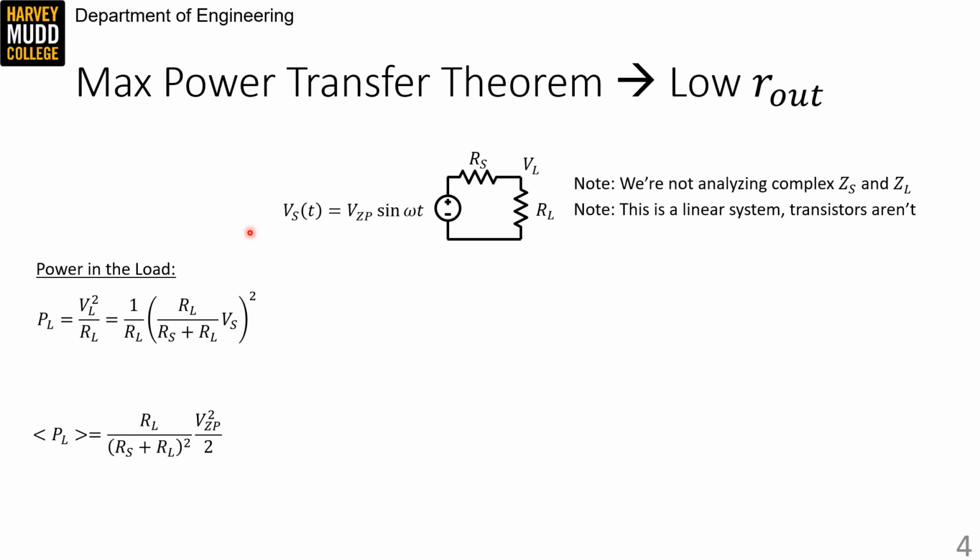We can substitute in our expression for the source voltage with this 0 to peak amplitude and rearrange the resistances a little bit to get this expression. Doing so reveals that the power is a function of time, specifically this sine squared of omega t.